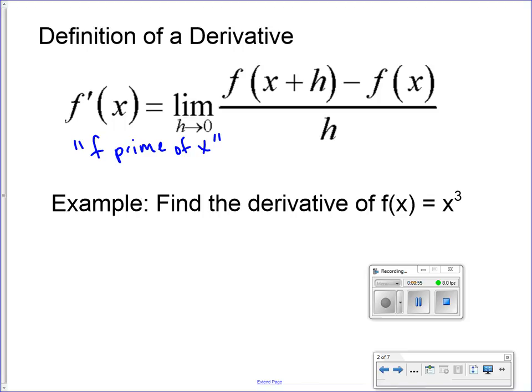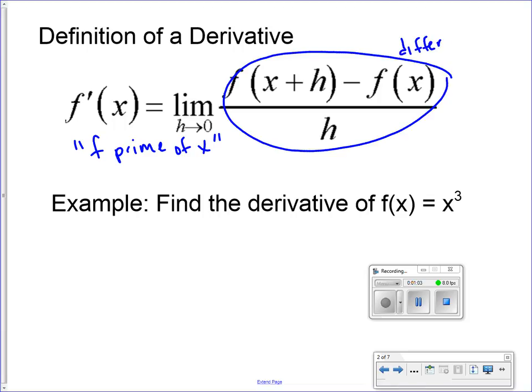And the way we calculate that is we have the limit as h approaches 0 of, and this should look familiar, our difference quotient. So we can use this definition to find the derivative of f of x equals x cubed. So remember, derivative is just the change or the slope. Slope and change mean the same thing.